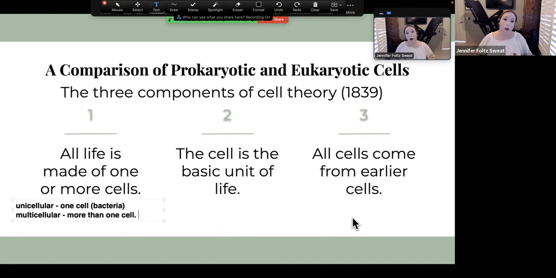Number 3, all cells come from earlier cells. If you think back on the origin of life on Earth, there was the original cell. It formed somewhat spontaneously. It was a very basic cell, but DNA developed in that cell, and that is the original cell. Now, all life today comes from earlier cells. Cells do not spontaneously generate.